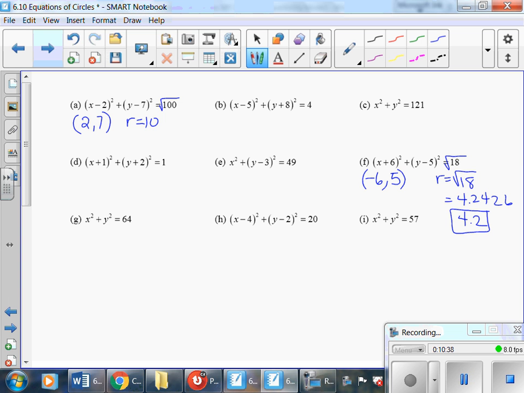Let's look at G real fast, because I feel like G is a little disconcerting when we look at it, because we don't see that h or that k. So our assumption then is our center must be 0, 0, and our radius is the square root of 64, which is 8.